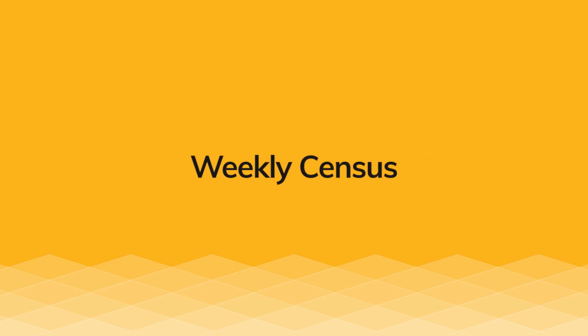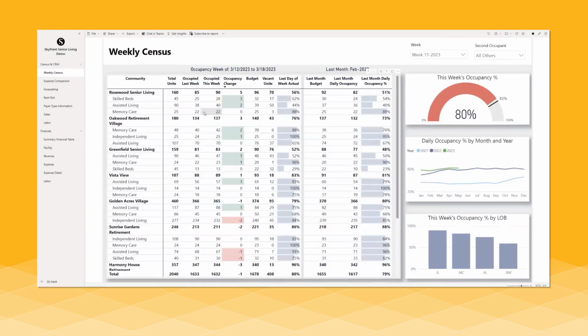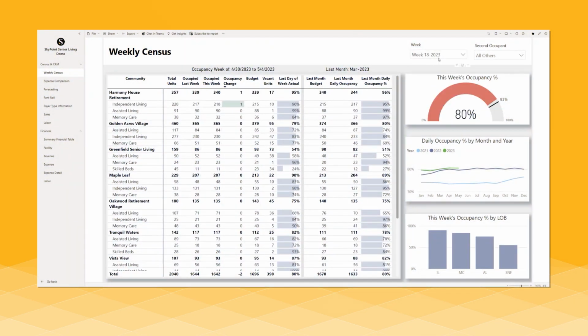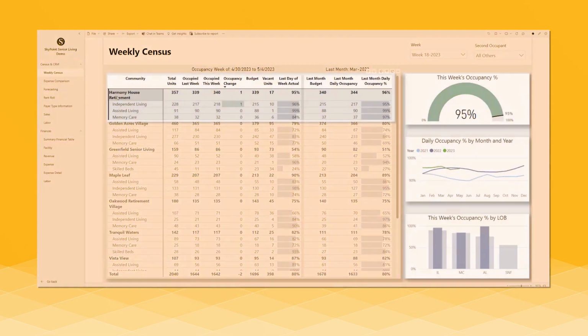The weekly census report is a summary of all occupants across your facilities. View occupancy across facilities and by line of business. Filter on a weekly basis. Capture daily occupancy percentage rates compared to the previous month. Get an occupancy overview for an individual facility.